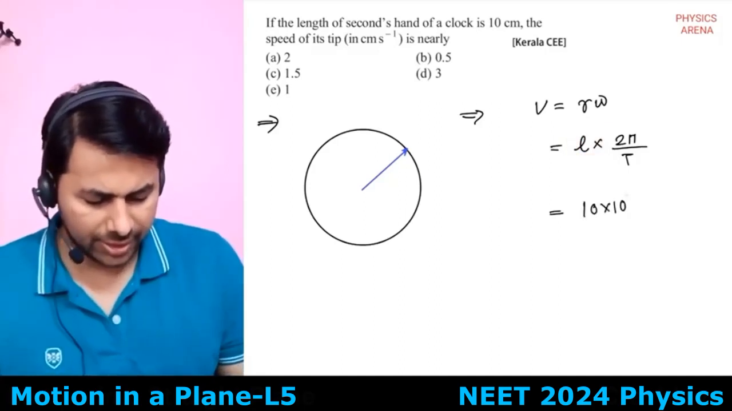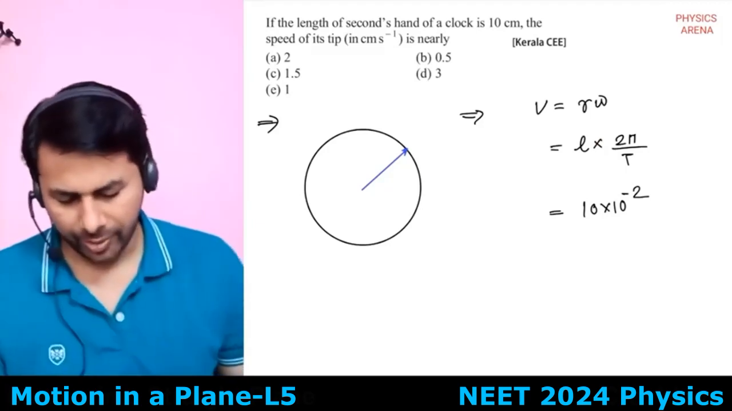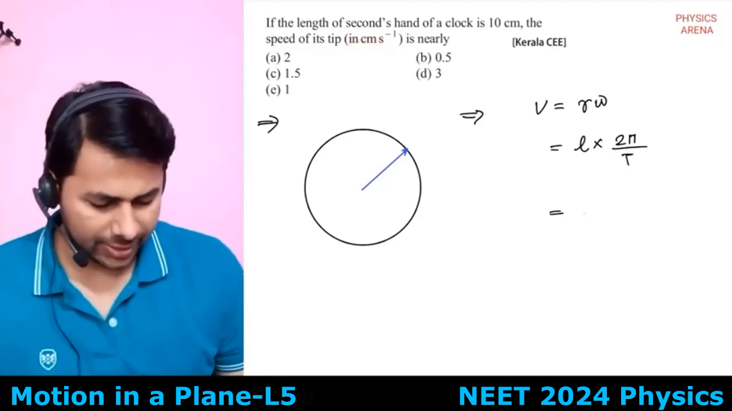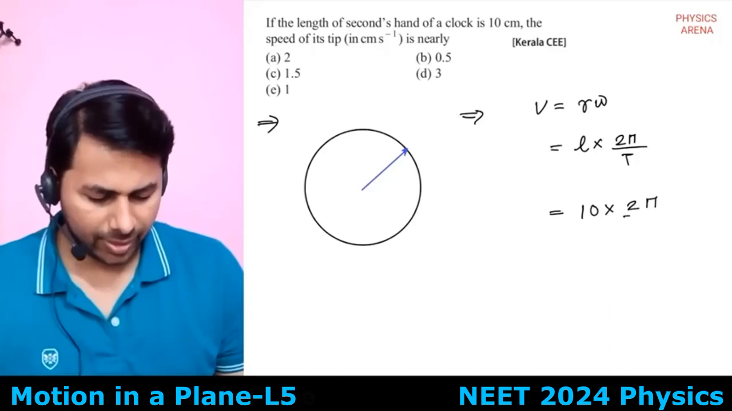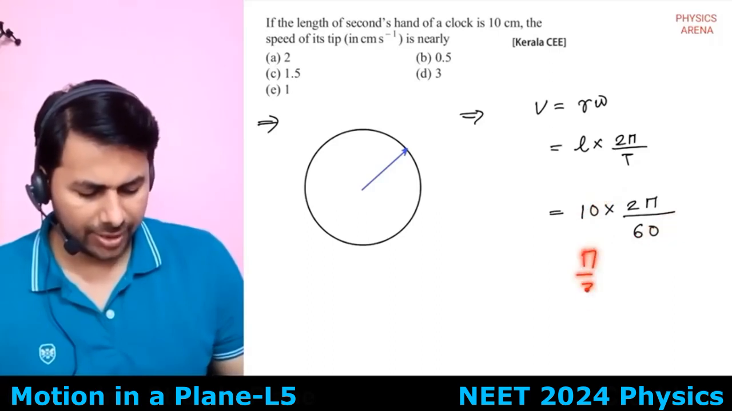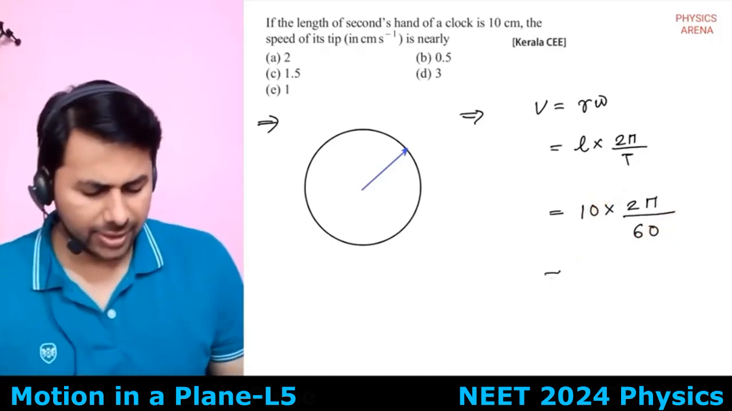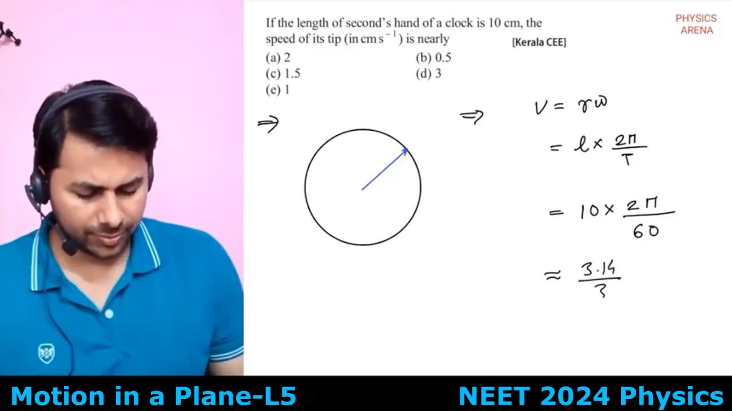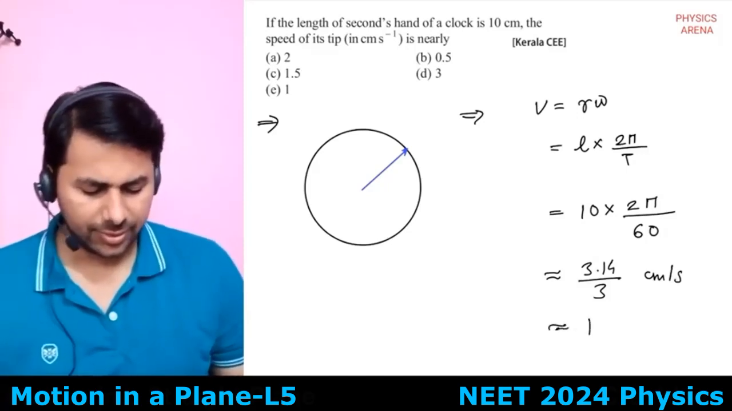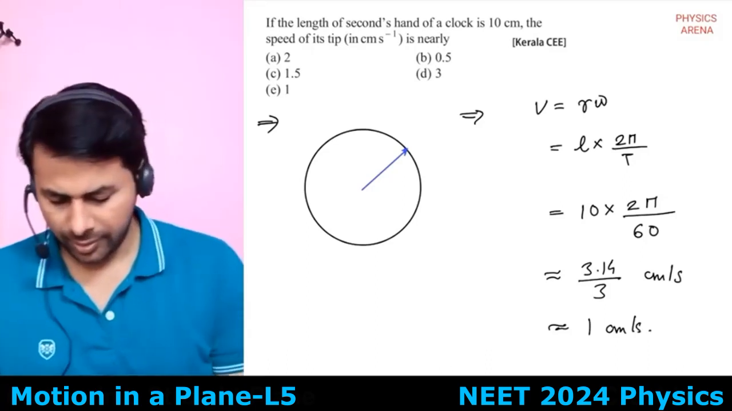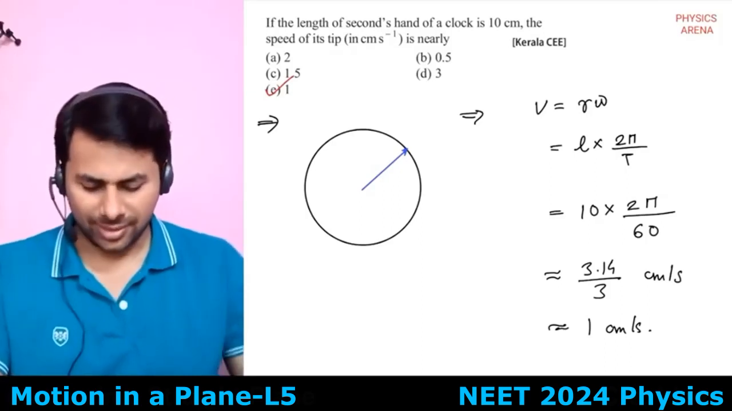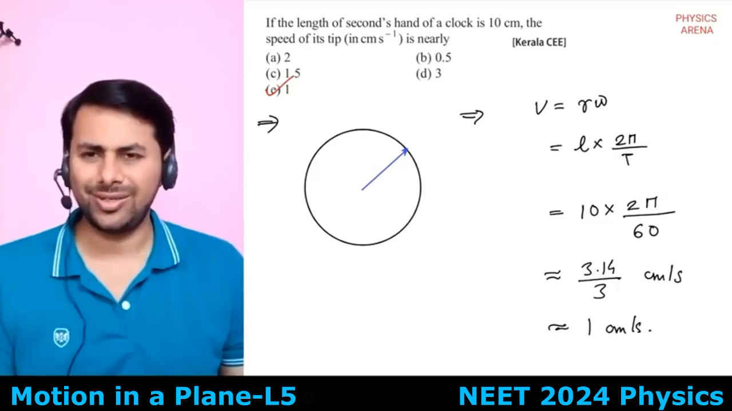That is 10 centimeters, 10 times 10 raised to minus 2 in meters. Yeah, no, the options are in centimeters per second, so let's keep it as it is. So it is 10 multiplied by 2 pi divided by 60. So it will be 2 pi upon 6, or you can say pi by 3. Pi is 3.14, so pi by 3 centimeters per second. This is nearly 1, you can say. So it is option E, right? It's simple.